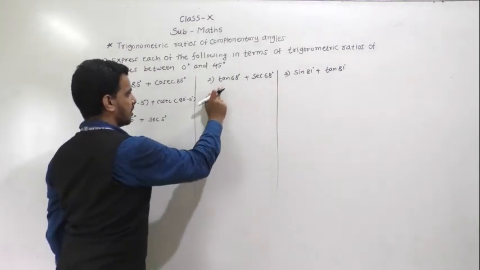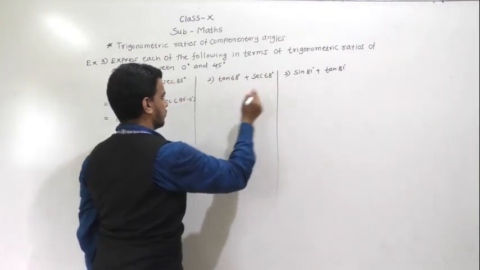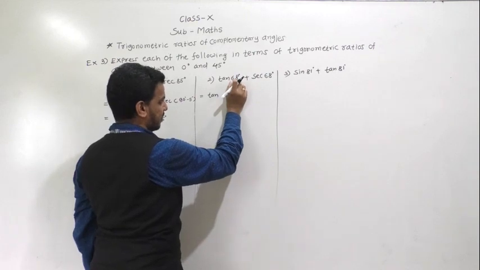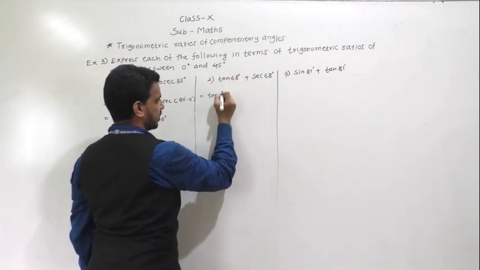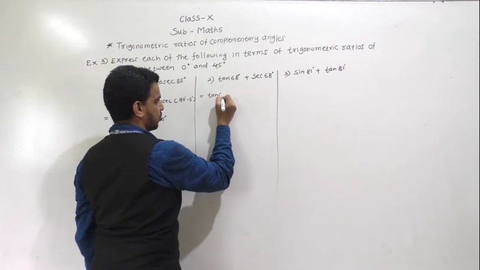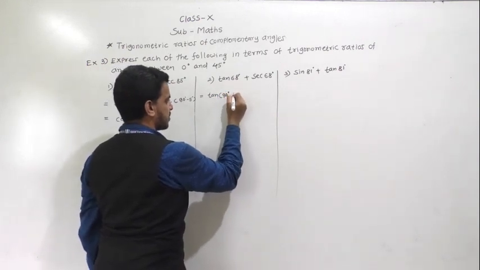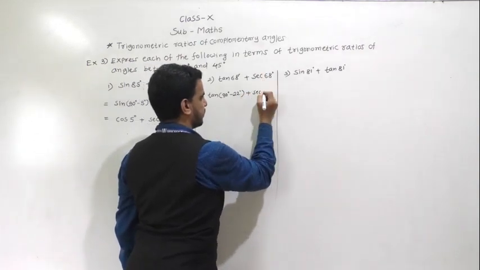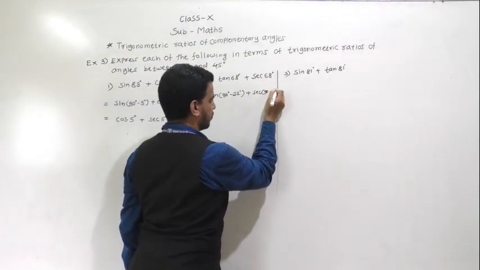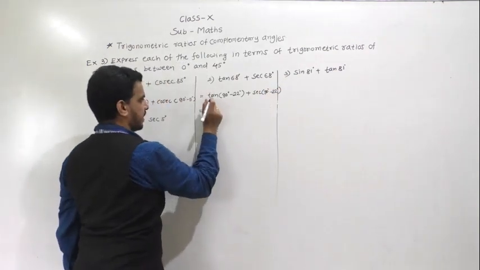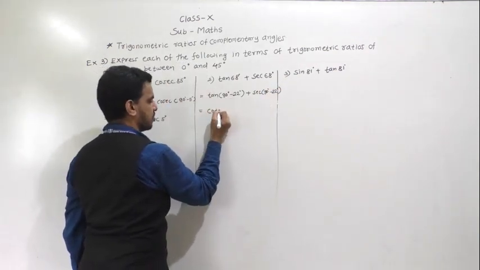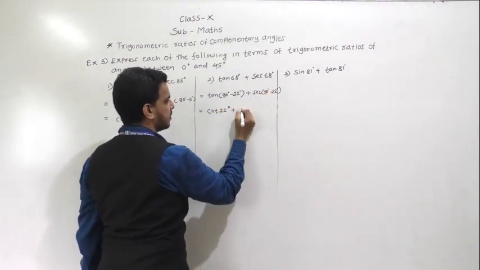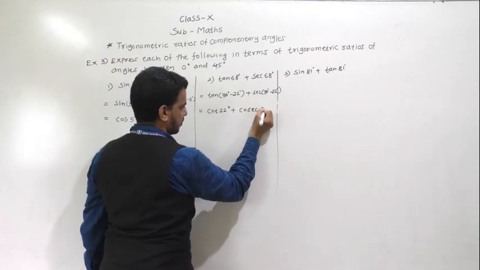Okay, so similarly we have to express the other two. Now here, tan 68, how do we write it? We know that 68 degree and 22 degree are complementary angles. So tan 68 is tan (90 minus 22 degree), plus sec 68, we can write as sec (90 minus 22 degree). Now tan (90 minus theta) is cot theta, so we have cot 22 degree, plus sec (90 minus theta) is cosec theta, so cosec 22 degree.